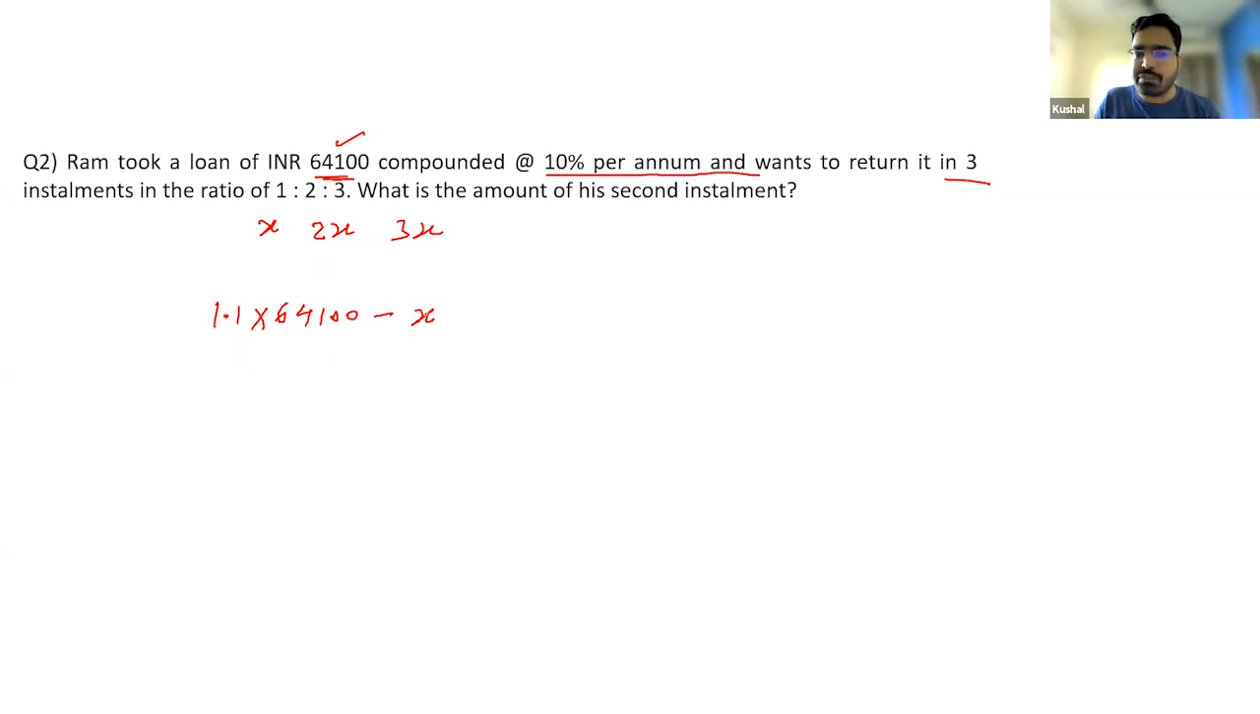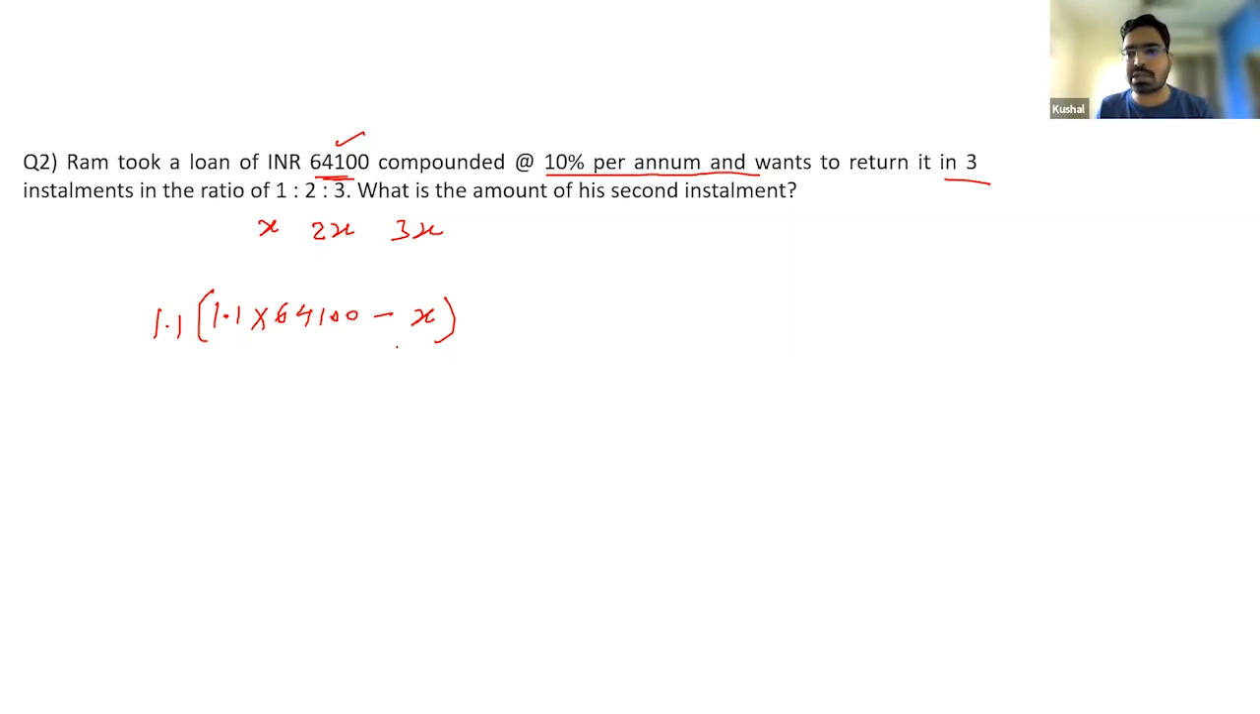If I would not have given this amount X, my principal would have been 1.1 into 64,100. And then I would have charged 10% on that. But that is not the case because I've returned the X amount back. So this will be the principal for the second year. This value will then grow by 10%. And this is the amount at the end of 2 years if I wish to close it. But I want to close it at the end of 3 years and not at the end of 2 years.